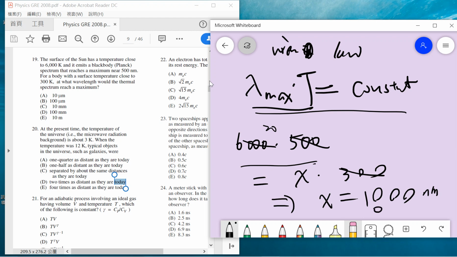So this tells you that it's not 1,000, it's 10,000 nanometers. So 10,000 nanometers is close to 10 microns. So the answer is A.